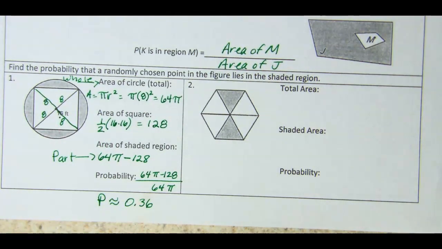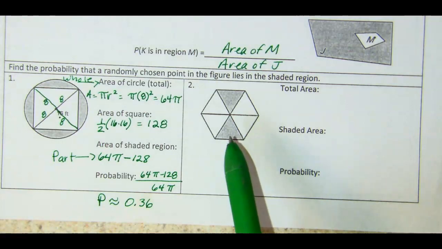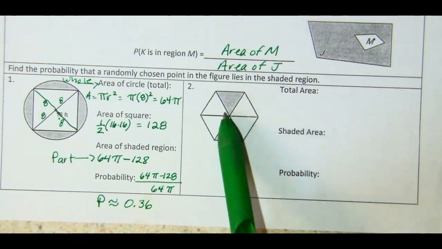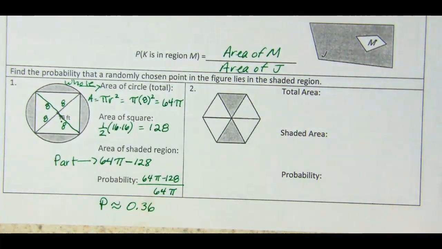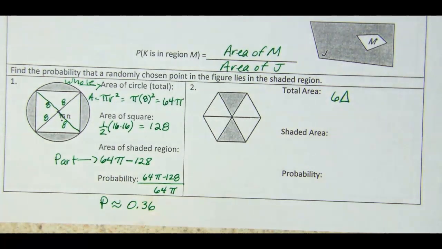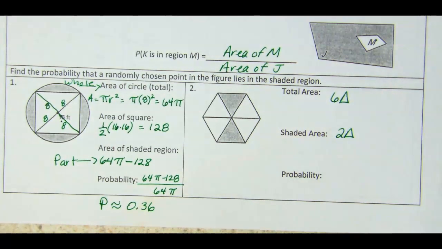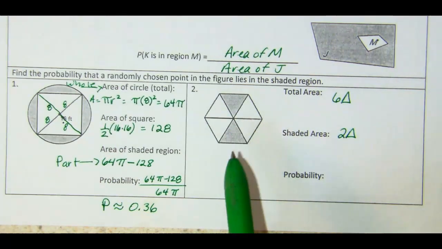Now, figure 2 here, number 2, we have a hexagon. It is a regular hexagon, and 2 of those are shaded. So the total area, okay, and we're going to do this one highly simplified, okay? The total area is 6 triangles, and I am not going to find the area of those triangles because the shaded area is 2 of those triangles. So it doesn't matter what the area of those are, I know the probability of this.